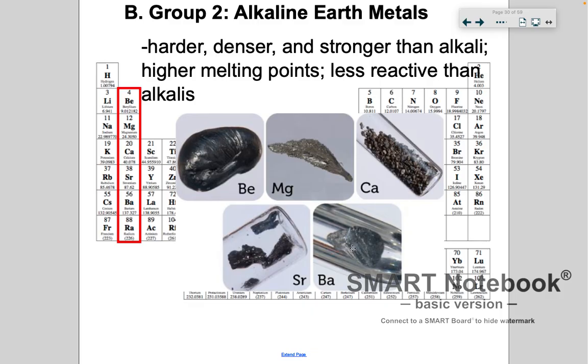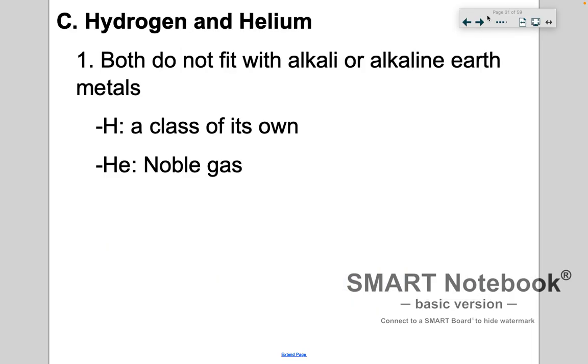They do react, but it's not as pretty, there's like no flames. You just see some bubbles. So they are less reactive than our alkali metals. So that is the alkaline earth metals, group 2.